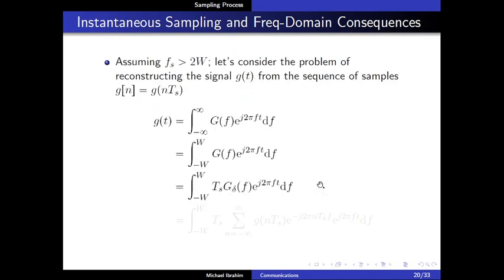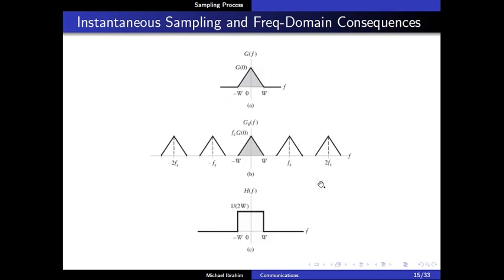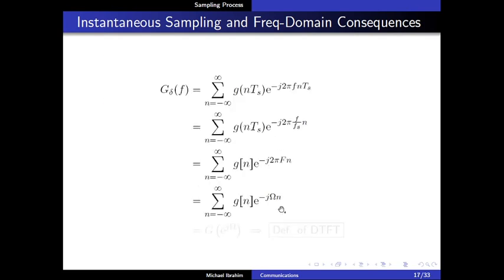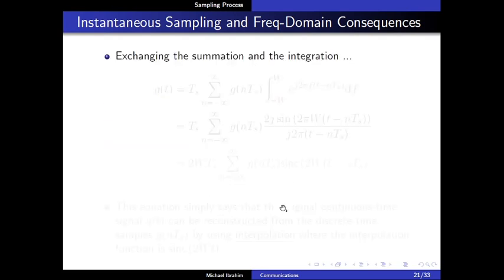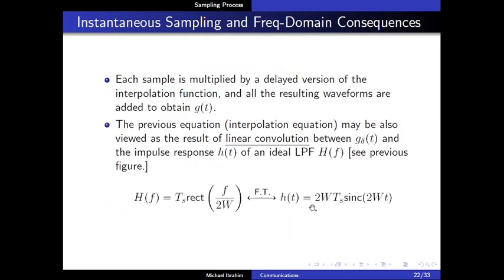Remember that here we had a low pass filter that we used to reconstruct the original signal. This low pass filter is a rect function. If you do an inverse Fourier transform, you will get a sinc function. So the impulse response of this ideal low pass filter is a sinc function. It would take this form: 2Ws sinc 2Wt. So this is the frequency response, the rect function, and the Fourier transform will be the impulse response, which is h of t.